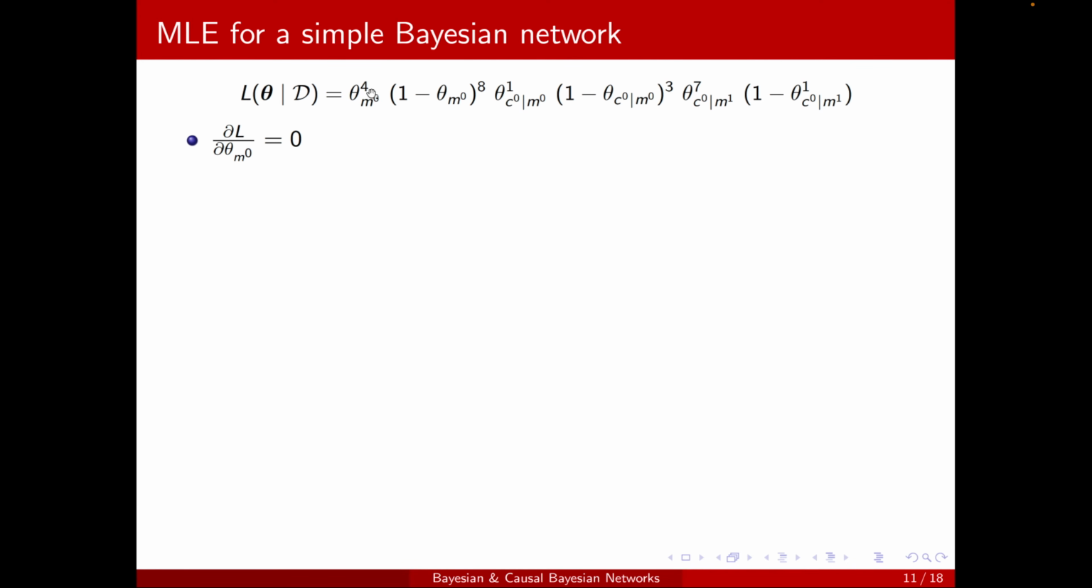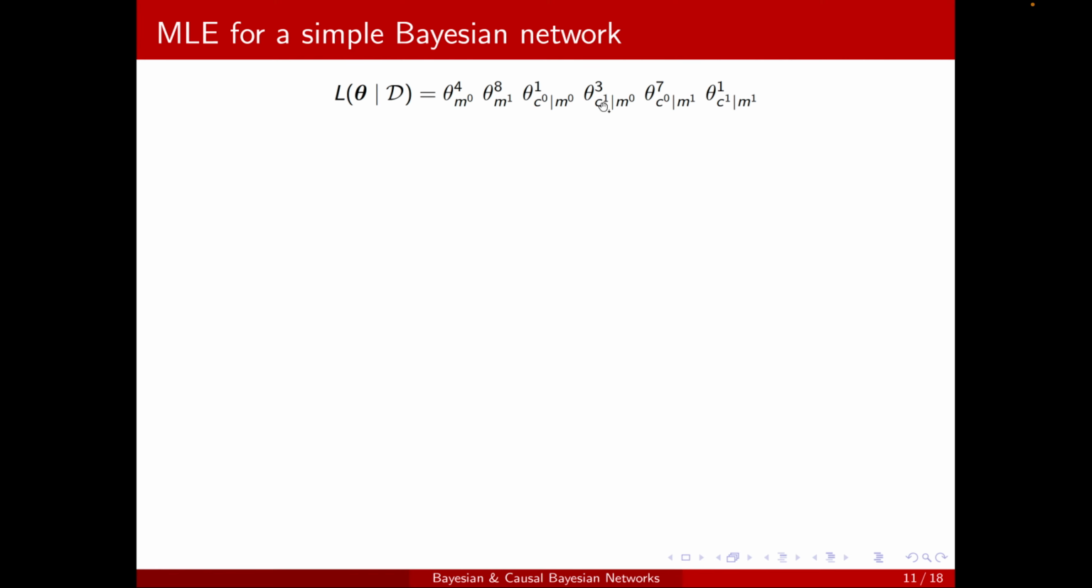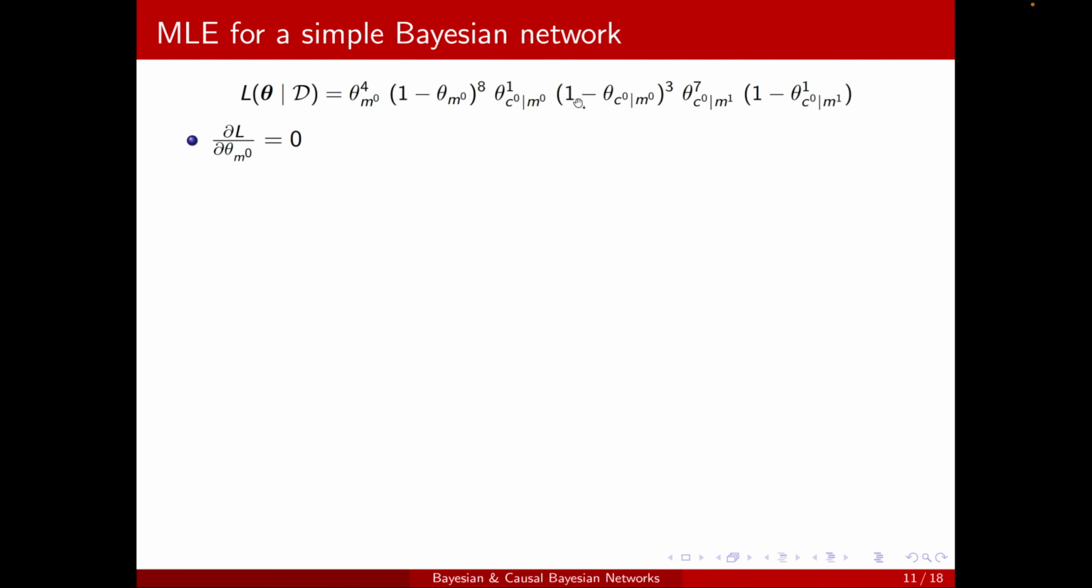So I can just replace them with the other parameter, theta M0, 1 minus theta M0 to the power of 8. Theta C0 condition on M0, the other one, it used to be C1 condition on M0, I'll just replace it with 1 minus that. Now that I have this, I can take the derivative.